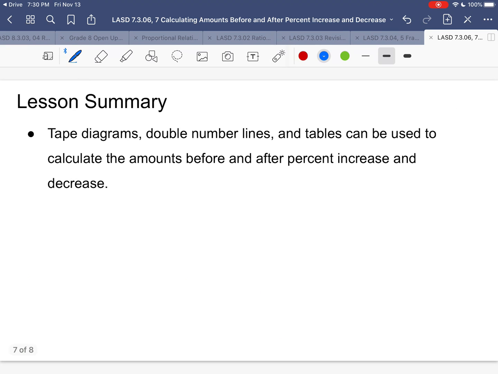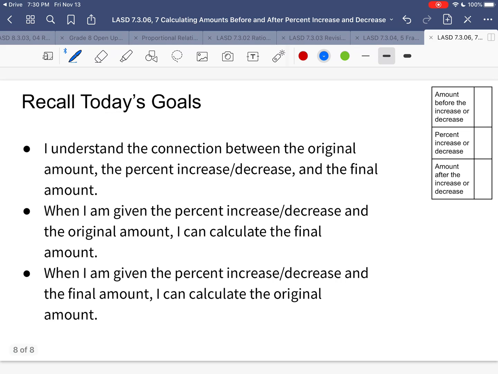So to summarize, we can use tape diagrams, double number lines and tables to calculate the amounts before and after percent increase and decrease. So today's goals were that you'd understand the connection between the three: the amount before, the increase or decrease, and the amount after. When you're given the amount before and the percent increase, you can find the final amount, and vice versa. If you're given the final amount and the increase or decrease, you can find the original amount. And that's the end of today's lesson.